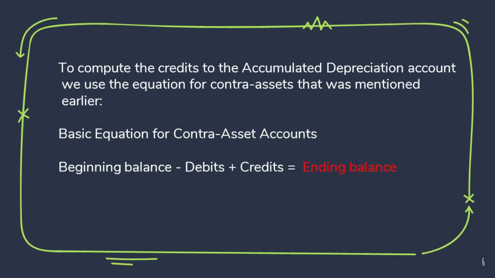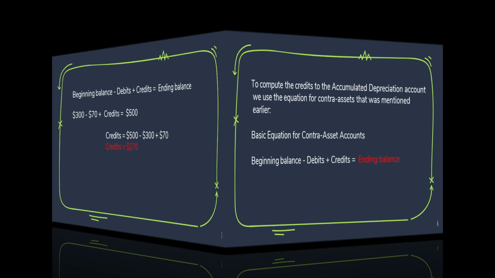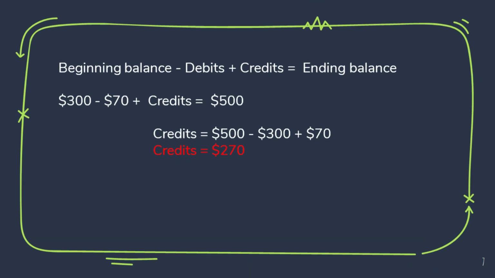To compute the credits of the accumulated depreciation account, we use the equation for contra assets that was mentioned earlier, which is the basic equation for contra asset accounts: beginning balance minus the debits plus credits is equal to the ending balance. So let's portray an example. Assume that the accumulated depreciation account had beginning and ending balances of $300 and $500 respectively.